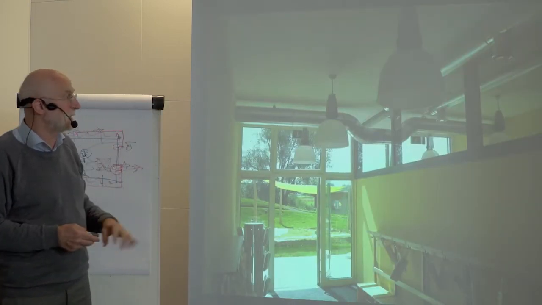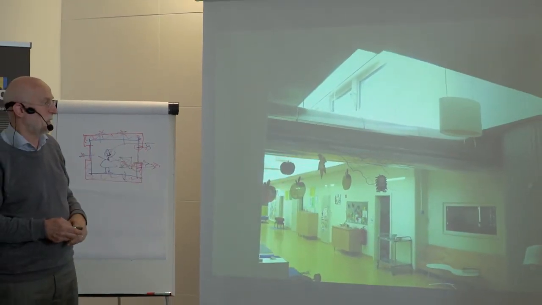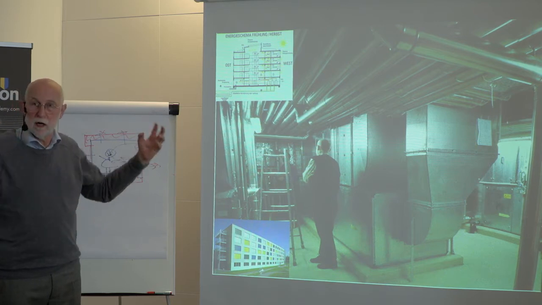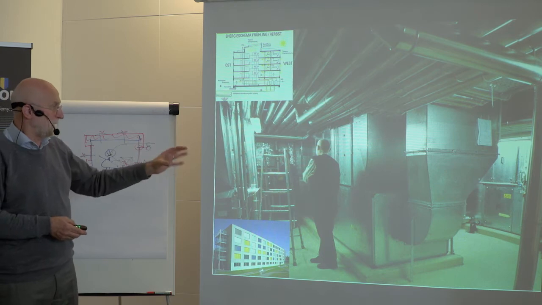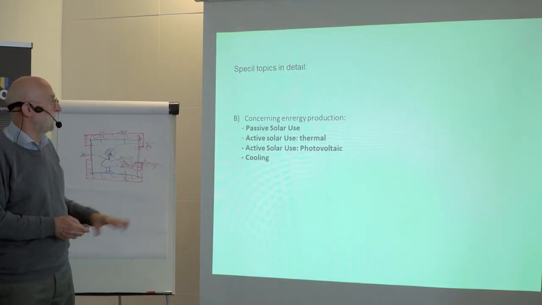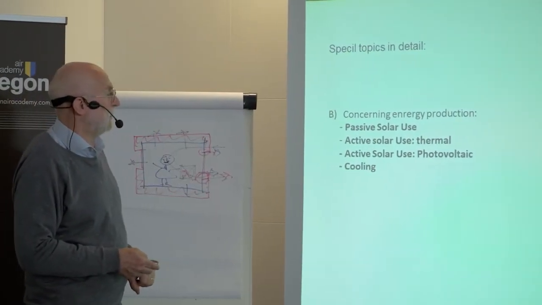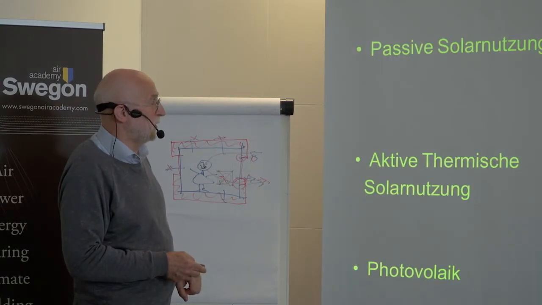It's in a kindergarten, also the air ducts visible for the kids, another kindergarten. Or in a home for elderly people, it's a lot of volume, it's 124 people in it, and therefore the heat recovering machine is bigger. Concerning the production, I want to look a little bit more in detail at passive-active solar use.